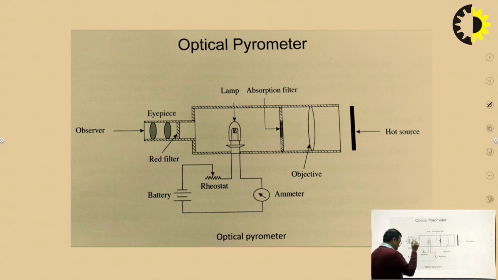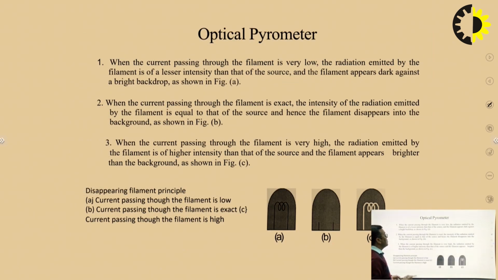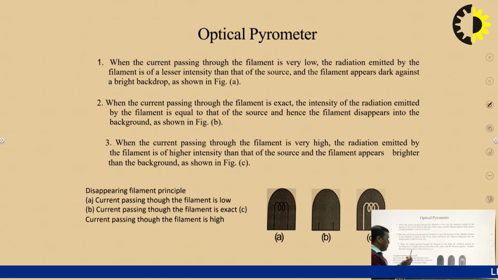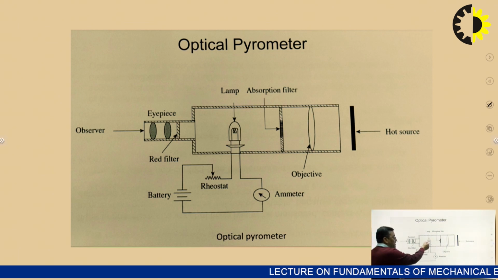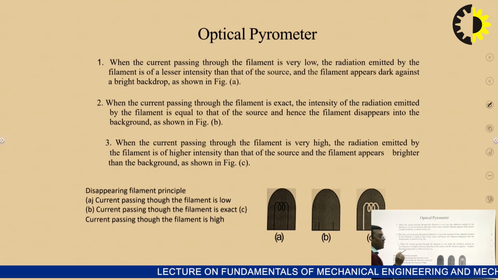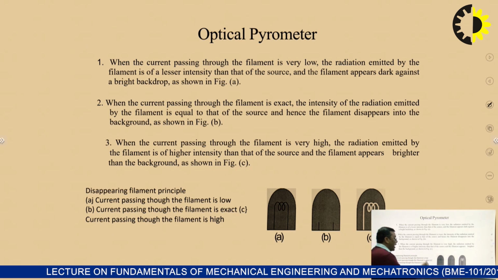So in this way, there can be three conditions. What three conditions are there? When the current passing through the filament is very low, as compared to the light which is getting emitted from here, then obviously the illumination of the filament will be low. In that condition, what will happen? We will be observing a dark filament.